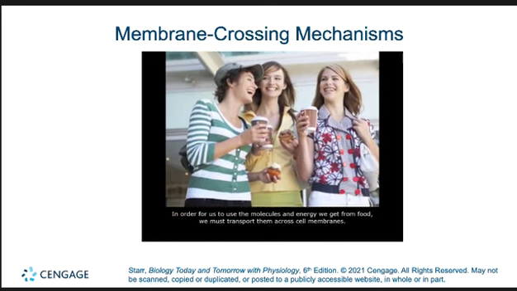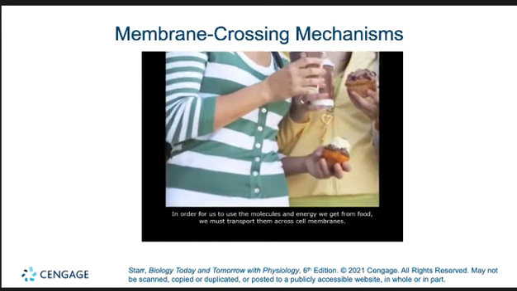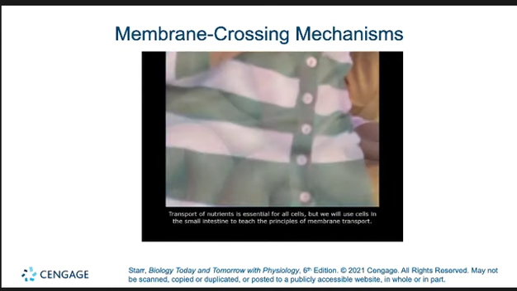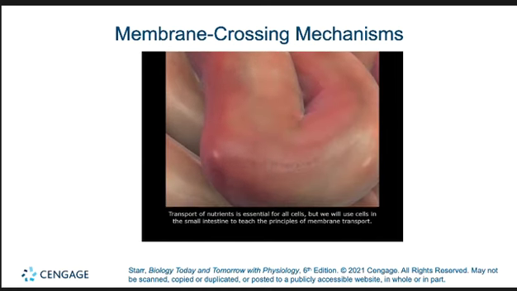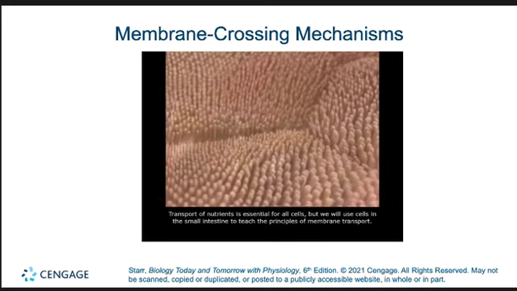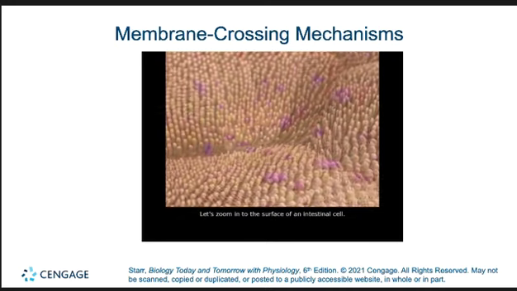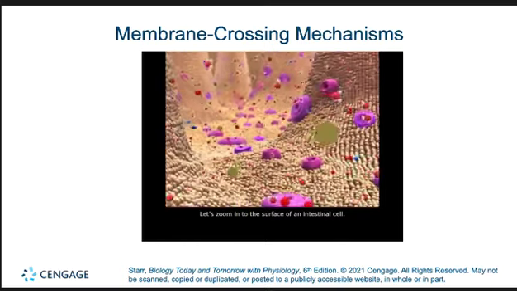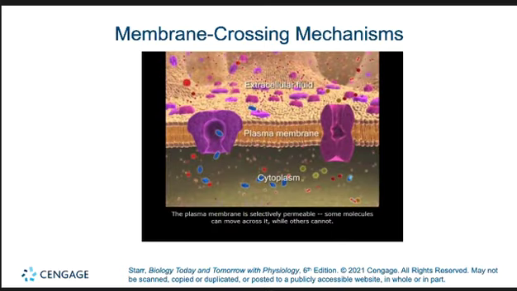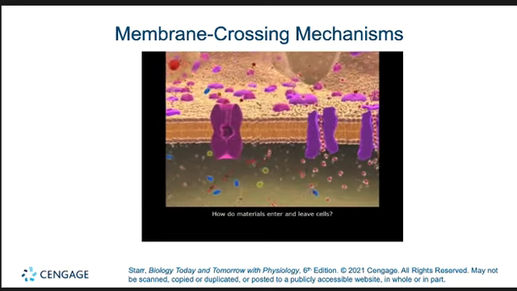In order for us to use the molecules and energy we get from food, we must transport them across cell membranes. Transport of nutrients is essential for all cells, but we'll use cells in the small intestine to teach the principles of membrane transport. Let's zoom into the surface of an intestinal cell. The plasma membrane is selectively permeable. Some molecules can move across it, while others cannot. How do materials enter and leave cells?